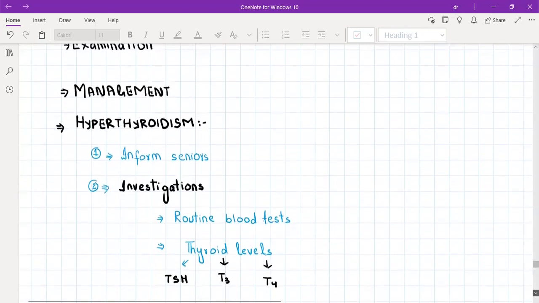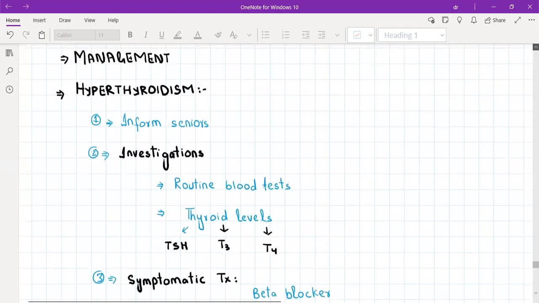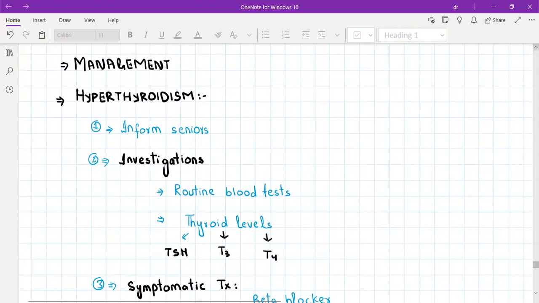Okay. So for management of hyperthyroidism, you will first of all explain the condition to the patient, that there's a gland in front of your neck. Sometimes it is hyperfunctioning and it releases excessive hormones, and that's why you are feeling these symptoms. We will inform our seniors. Okay, we will do some investigations, that is routine blood tests and thyroid function tests. Thyroid function tests include TSH, T3, and T4.